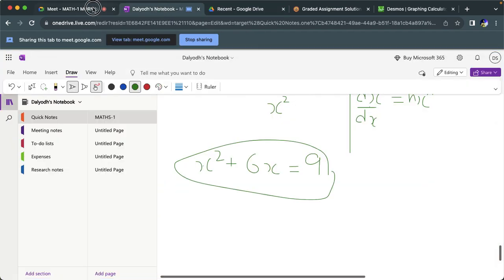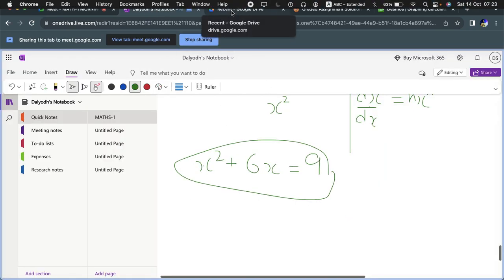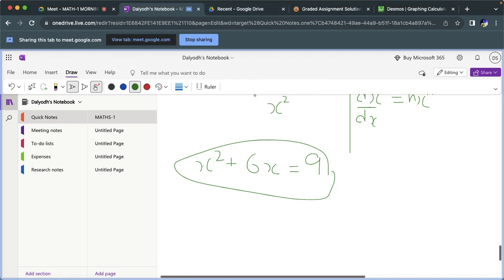That's the factorization method. So let's just look at what the factorization method is. Can anybody solve this question? Tell me, I will solve.